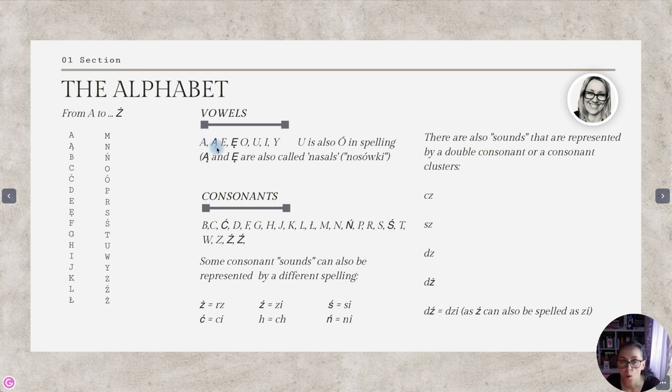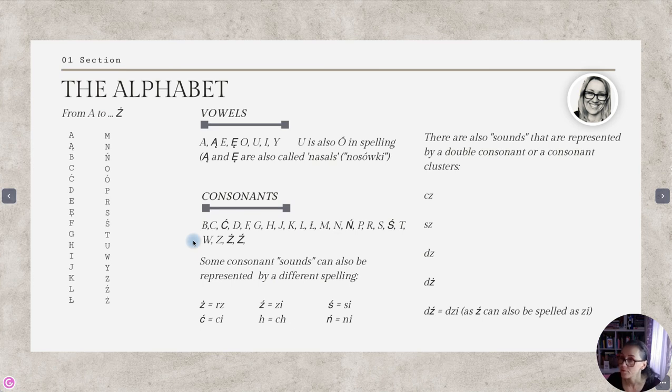So A, Ą, E, Ę, O, U, I, Y. And as you can see that Ó is also U with a kreska, right? In spelling, the same sound, Ó is also U. And Ą and Ę, so those two vowels with ogoneks are called nasals, nosówki. In Polish, they sound a little bit French. We only have two. So A, Ą, E, Ę, O, U, I, Y, right? And remember that this Ó is also this U, right? Different spelling, the same pronunciation.